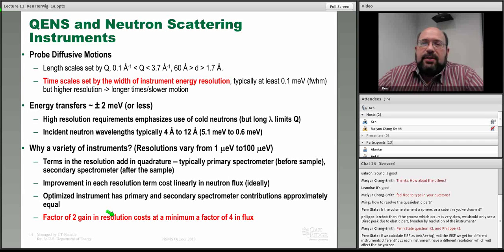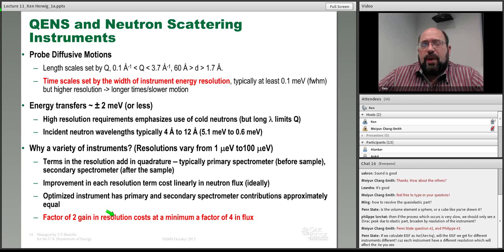The time scales, as I said, are set by the width of the instrument resolution function. Most quasi-elastic experiments are done with 100 micro-electron volts of energy resolution or less, better resolution instruments. So higher resolution means you're sensitive to slower motions, longer time scales. The range of energy transfers that are typically available to quasi-elastic instruments are a couple of milli-electron volts or less. High resolution requirements emphasize the use of cold neutrons, long wavelength neutrons. But the wavelength then limits the maximum Q that you're sensitive to.